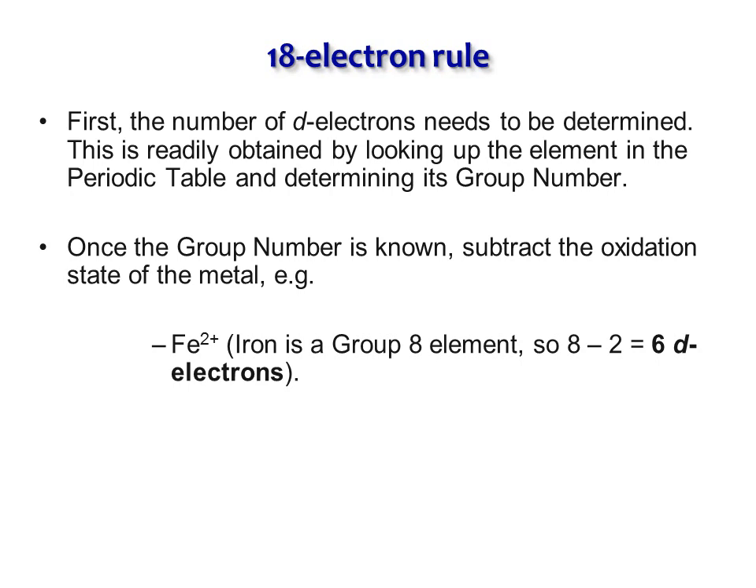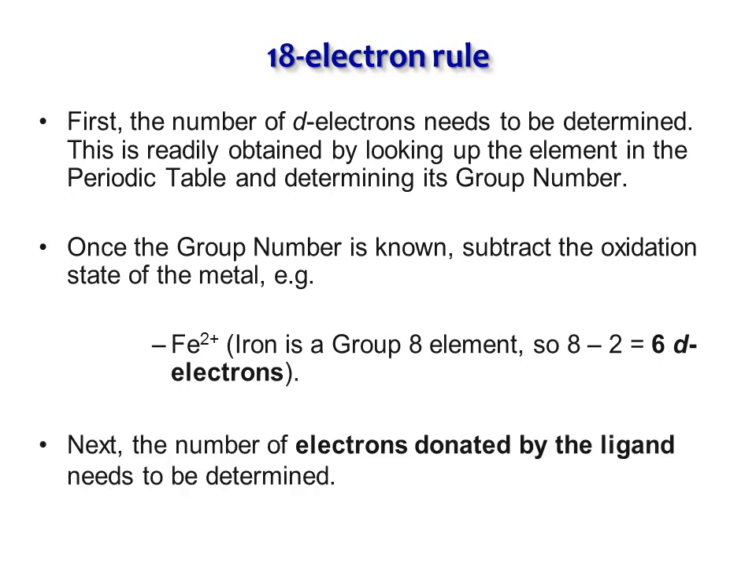We can do this in steps. First, the number of d electrons needs to be determined. This is obtained by looking up the element in the periodic table and determining its group number. Once the group number is known, subtract the oxidation state of the metal. So for example, iron 2+, iron is a group 8 element, so 8 minus 2 is 6 electrons. Next, the number of electrons donated by the ligand needs to be determined.